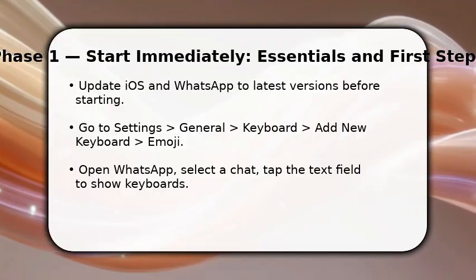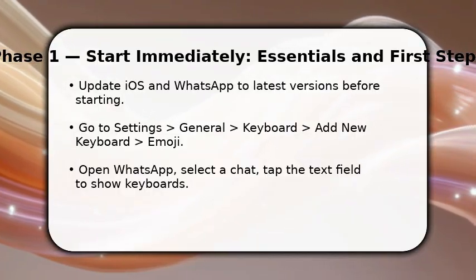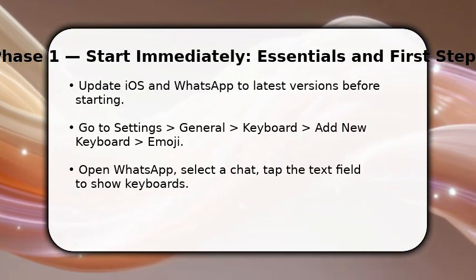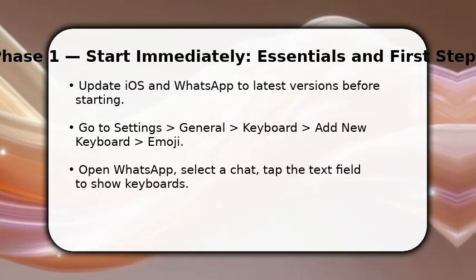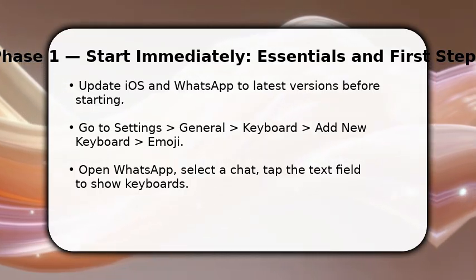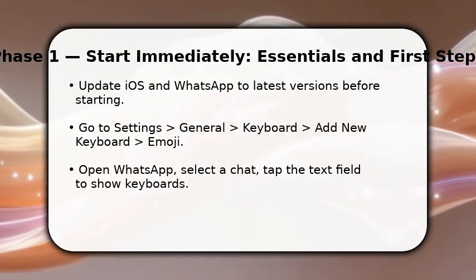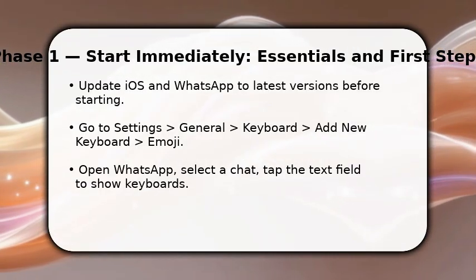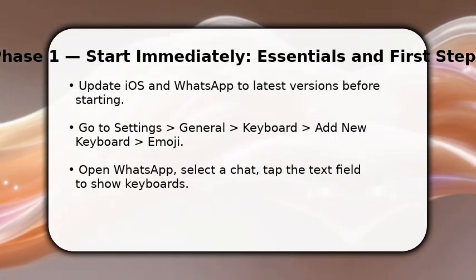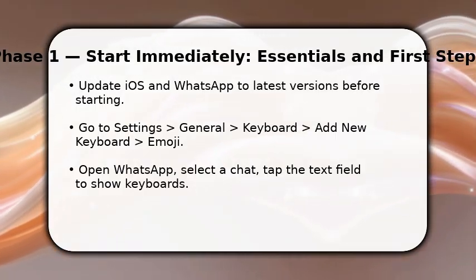You need the emoji keyboard enabled. Once done, open WhatsApp and pick any chat. Tap the text field to reveal the globe or emoji icon. Press it to switch. If you don't see emoji, go to Settings, General, Keyboard, Add New Keyboard, and choose Emoji. Make sure your iPhone is updated so emoji versions match WhatsApp's rendering.